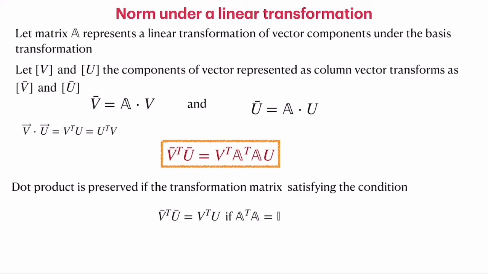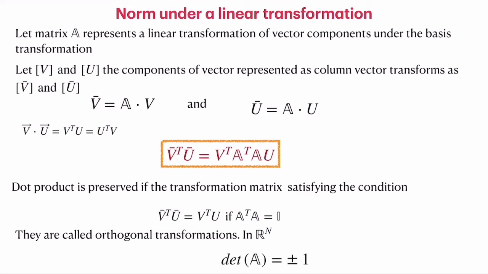Such transformations are extremely useful. We know that the dot product also represents the angle between the two vectors. So these are angle-preserving transformations, and they are called orthogonal transformations, because vectors which are orthogonal in one frame or one basis would remain orthogonal in other bases too.